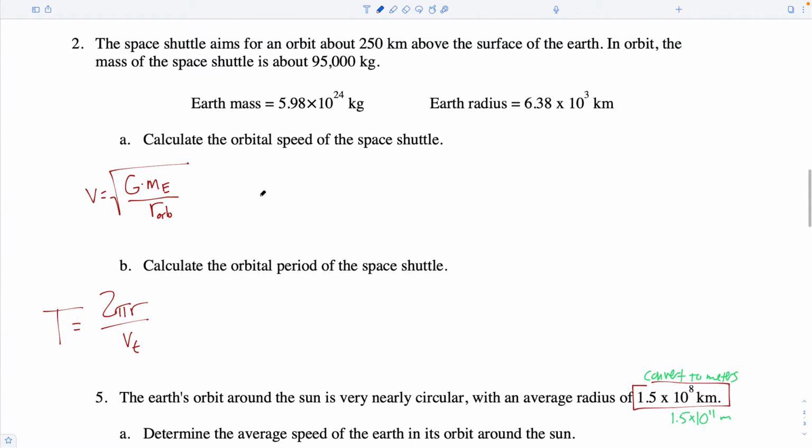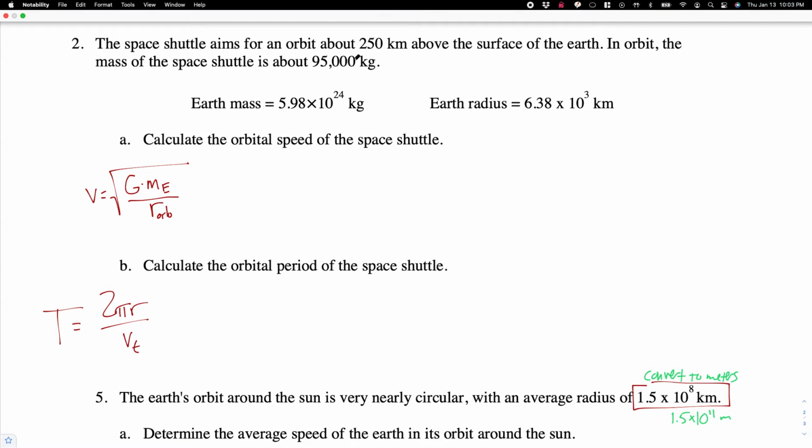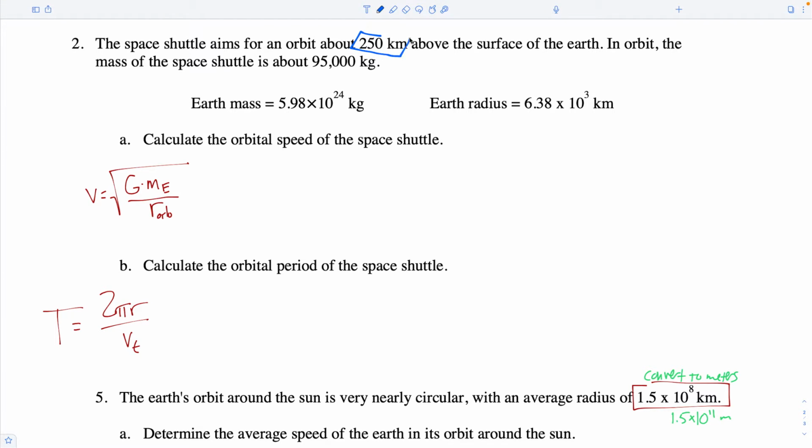All right, 2. The space shuttle aims for an orbit 250 kilometers above the surface of the Earth. Real quick, it gives you kilometers here. Make sure you convert that to meters. Be real careful here. It gives you Earth's radius in kilometers. Convert that to meters there. Otherwise, things will be messy. And again, remember when you're finding the radius of the orbit, you have to add those two things together to get that radius.